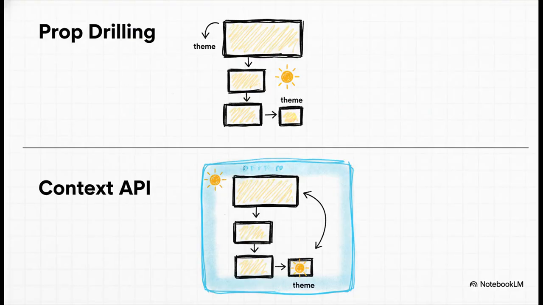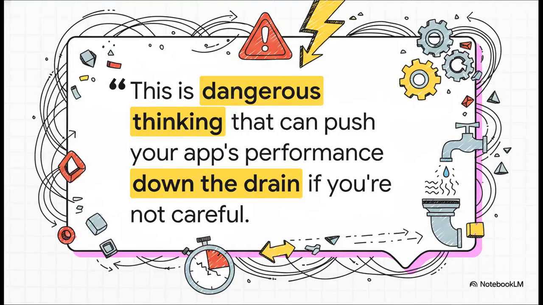Its main job is to solve a super annoying problem called prop drilling. That's when you have to pass a piece of data down through like 5 layers of components that don't even need it, just to get it to the one at the bottom that does. Context lets you just skip all that. You put your theme data or your auth status in a context, and any component can grab it. Simple, built in, what could possibly go wrong? Well, as it turns out, a lot.